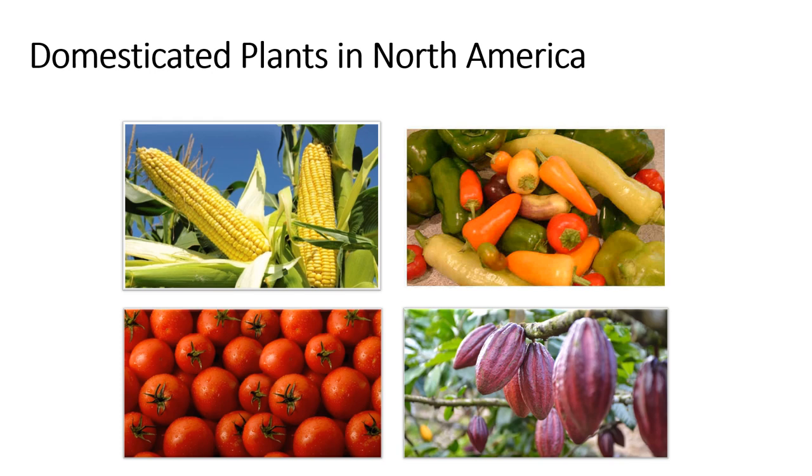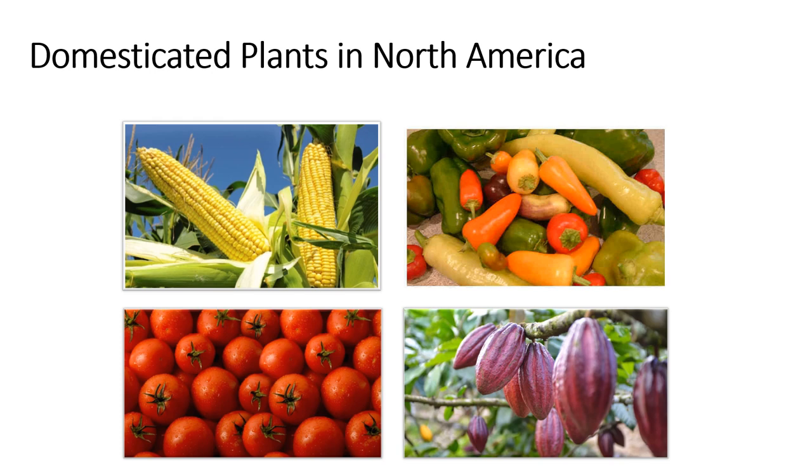So the very first domesticated plants in North America were very different from the domesticated plants in the Old World. And you probably don't realize this, but some of these plants, which are so important in the modern world today, were unknown to Old World populations. So corn or maize was probably the most important crop for indigenous peoples of the Americas. It was the staple cereal crop, but also peppers and tomatoes. And cacao. In the bottom right there, what you see is cacao pods on a cacao tree, and it's from cacao that we make chocolate.